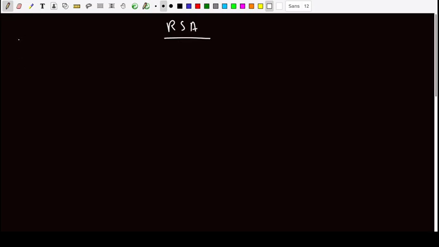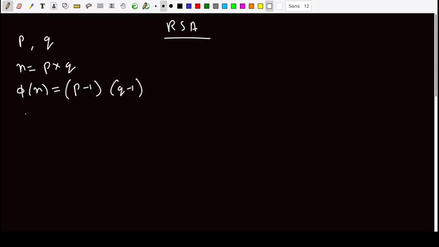The RSA algorithm begins with two prime numbers p and q. Then we compute the modulus, which is n equals p into q. Then we compute Euler's totient function, which is phi n equals (p minus 1) into (q minus 1). Then we randomly choose e, known as the public exponent, such that e is less than phi n and greater than 2.